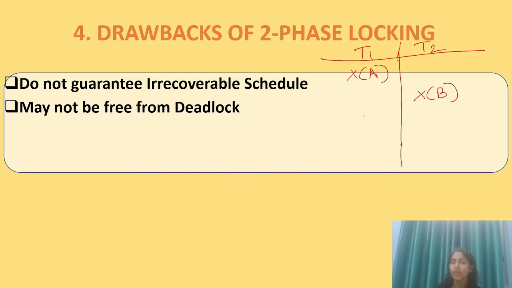Now T1 wants an exclusive lock on B, but he won't be able to have it. Why? Because it is already with T2 and T2 has not unlocked the exclusive lock on B. So T1 won't be able to use it. He has to wait for T2 to release the exclusive lock on B. Similarly, T2 wants an exclusive lock on A. He cannot acquire it. Why? Because the exclusive lock on A is already granted to T1.